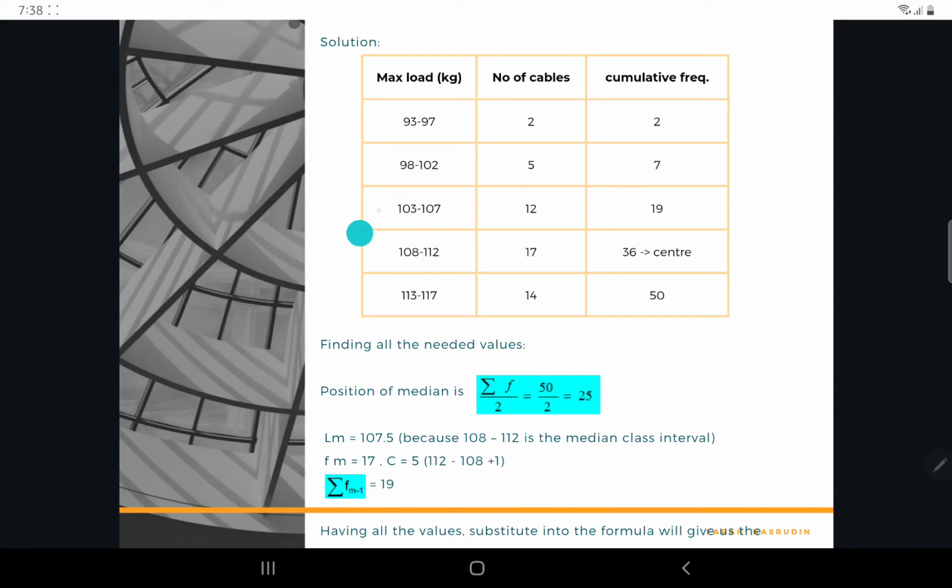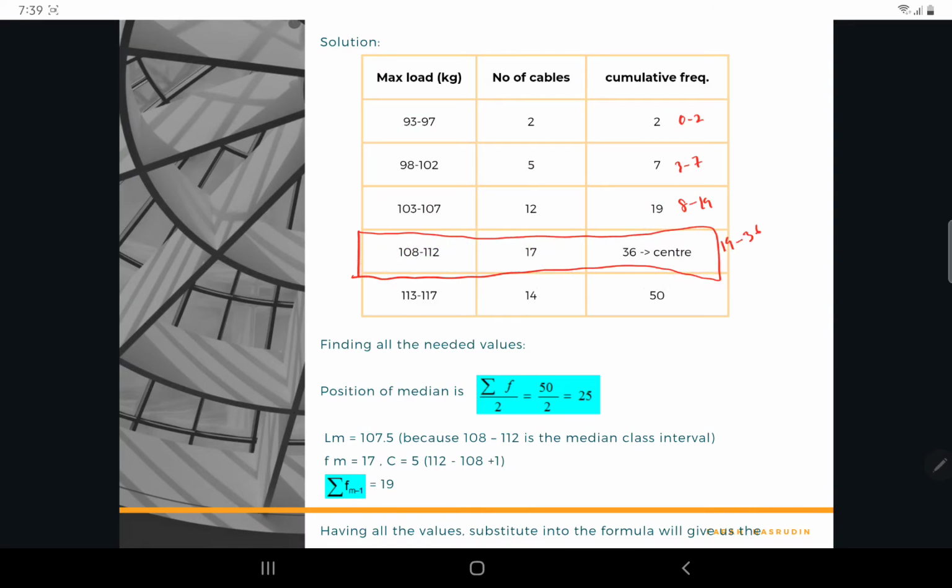So meaning that this is the position of our median. Here. 25. Okay, because 2 is actually 0 until 2. Here is 3 until 7. Here is 8 until 90. And then here is 19 until 36. So 25 lies in the interval here. Okay, 25. So we know that we can obtain our value of the median from this interval.